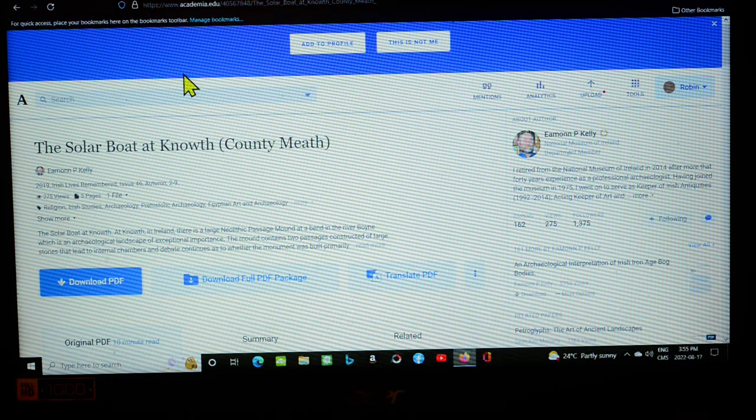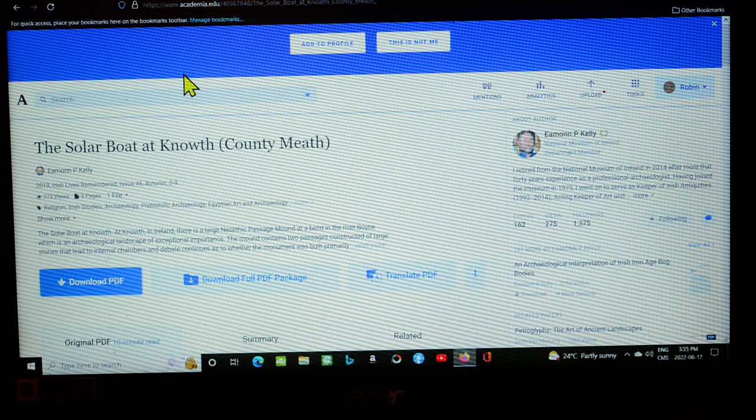We're looking at an Academia.edu webpage of an article titled "The Solar Boat at Knowth, County Meath." Knowth is a Neolithic Irish passage tomb in County Meath, Ireland. It's west of Drogheda, I don't know if I'm pronouncing that correctly, somewhat northwest of Dublin. This article is written by Eamonn P. Kelly. I hope I'm pronouncing Eamonn correctly.